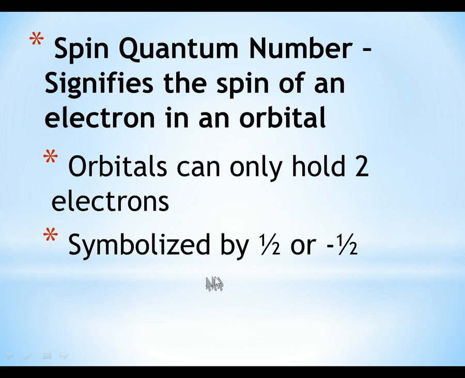So now we have a spin quantum number. And what that means is it's going to be the spin of an electron. So which way literally the electron is spinning. And each orbital can hold 2 electrons. And it's going to be symbolized by a 1/2 or a negative 1/2. So 1/2 would be going one way, and then negative 1/2 would be going the opposite way.